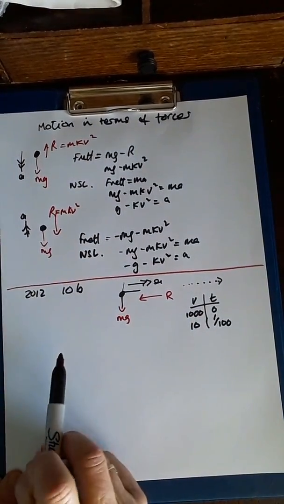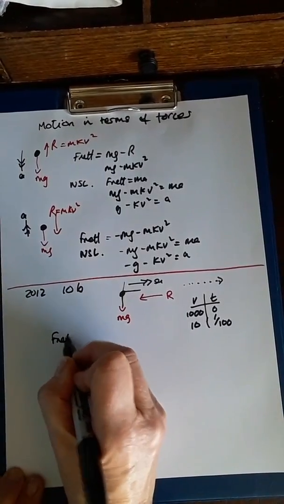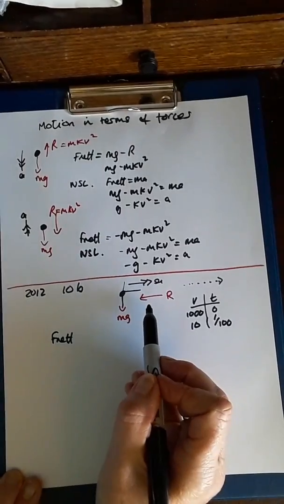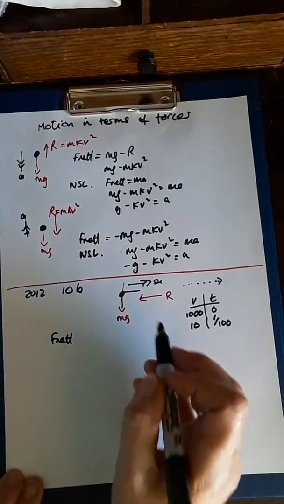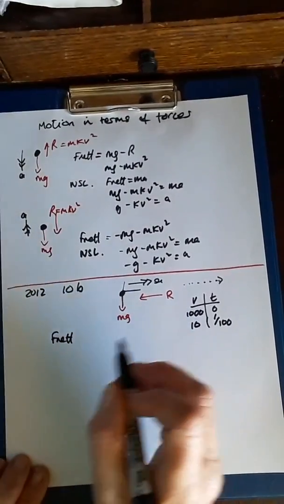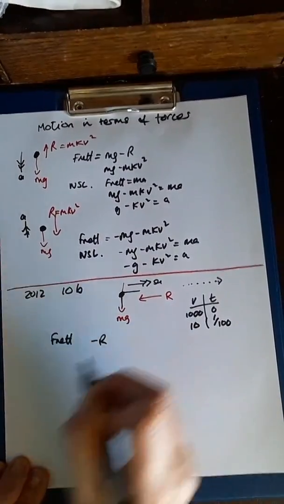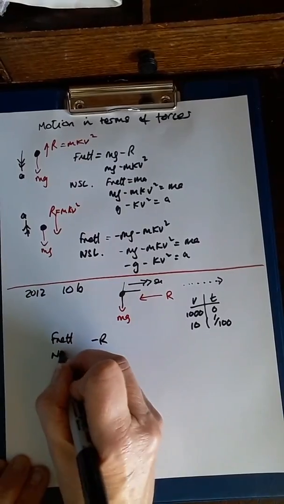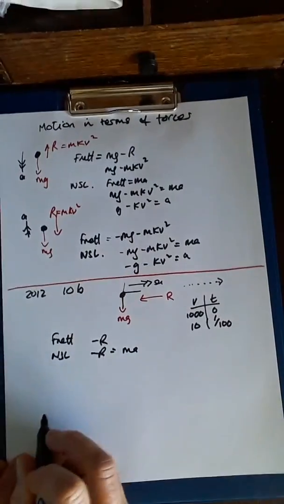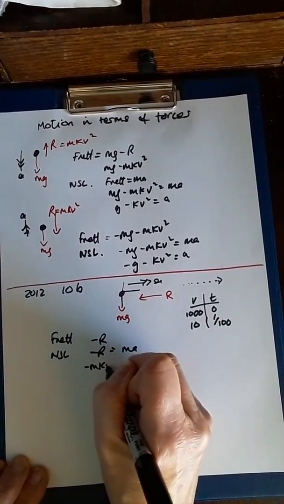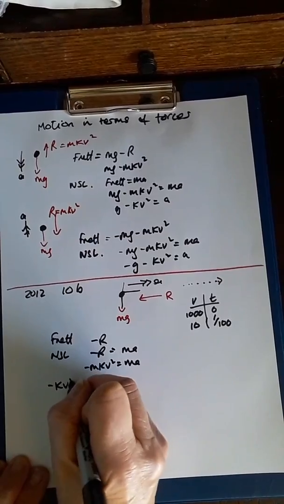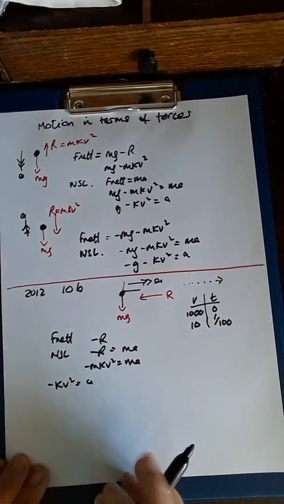Let's find an equation. So the F net, what are the forces acting on this particle? There's only a resistance force, which I'm told in the question is mkv squared. So the F net is just minus R. And by Newton's second law, minus R is equal to ma. So this is going to be minus mkv squared is equal to ma. So minus kv squared is equal to a.